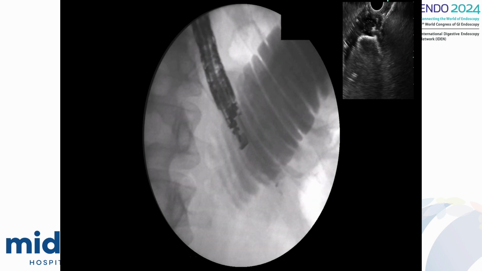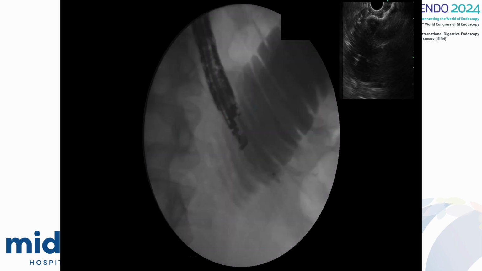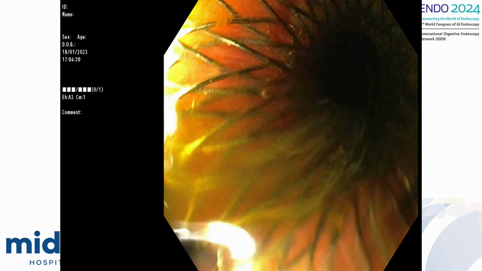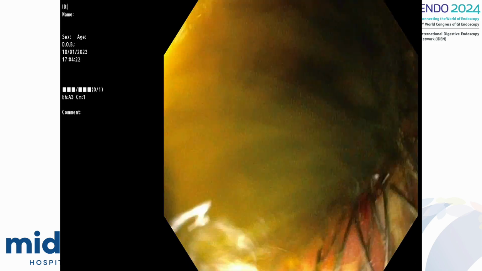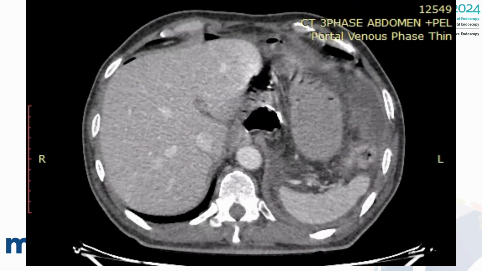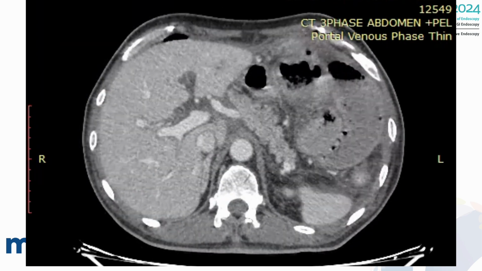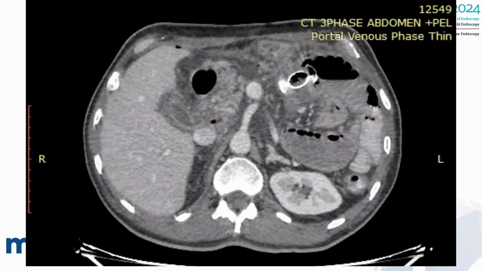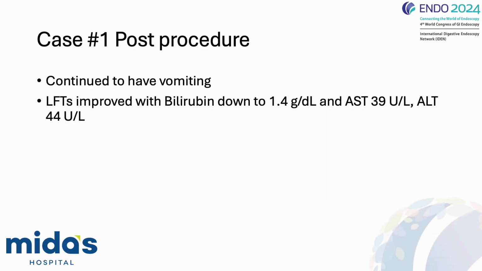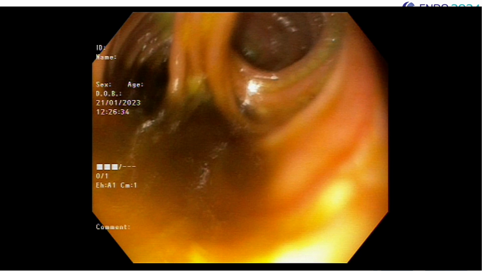The inner flange was then deployed inside the jejunal loop, followed by deployment of the outer flange with free flow of sludge and bile. Post-procedure, there was decompression of the limb and the metal stent can be visualized here. The patient continued to have vomiting, however, but the bilirubin improved and LFTs improved.